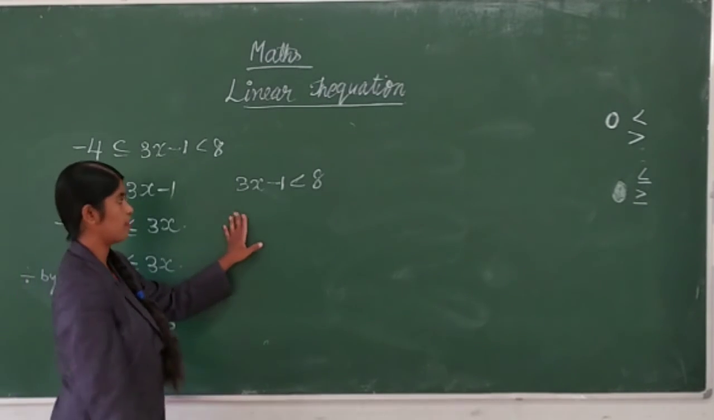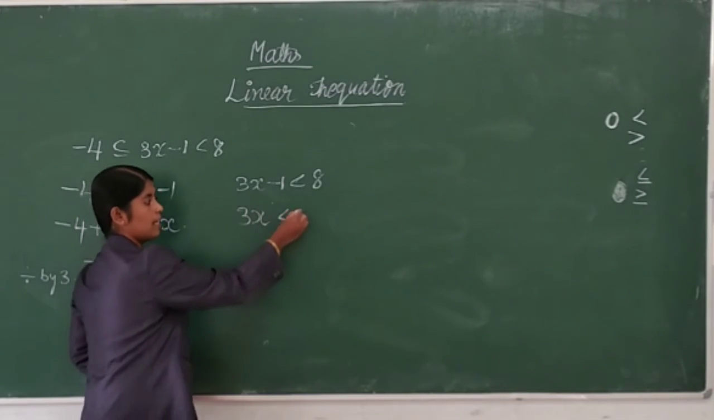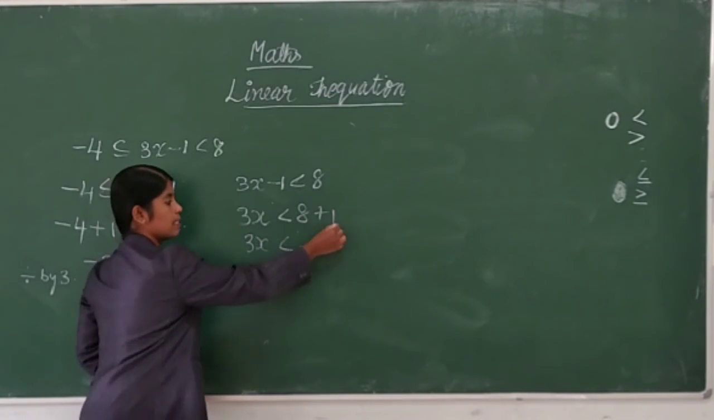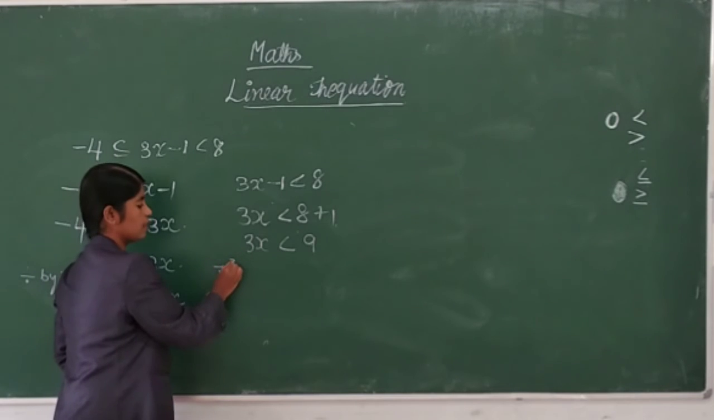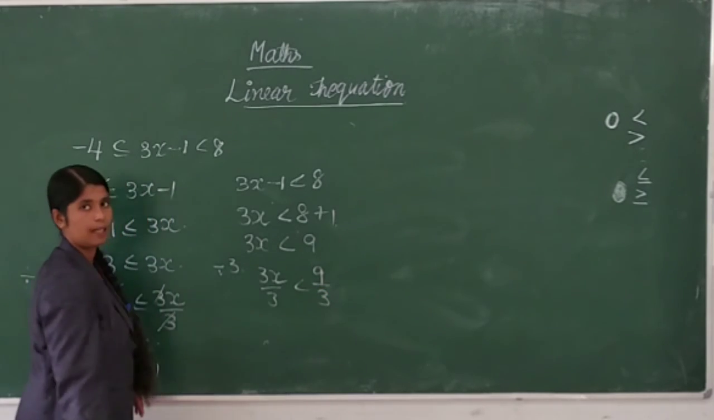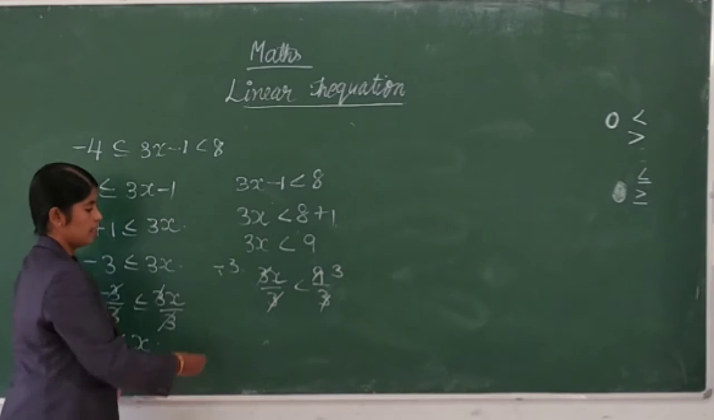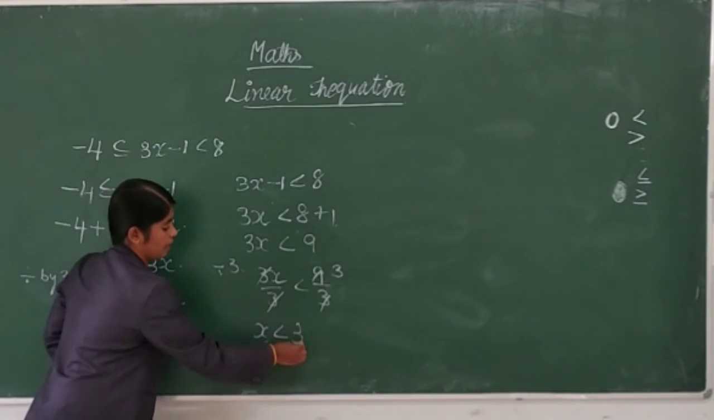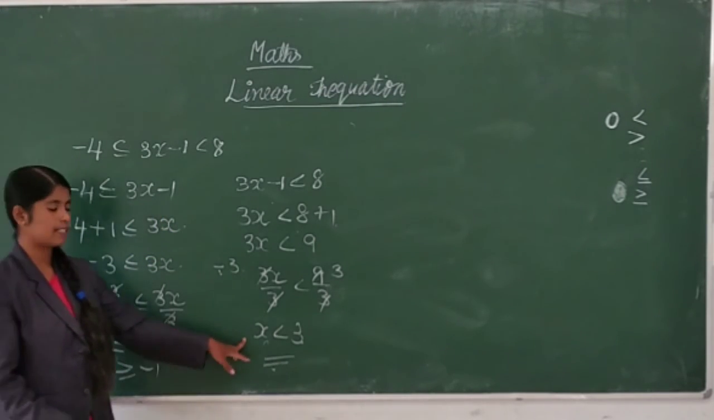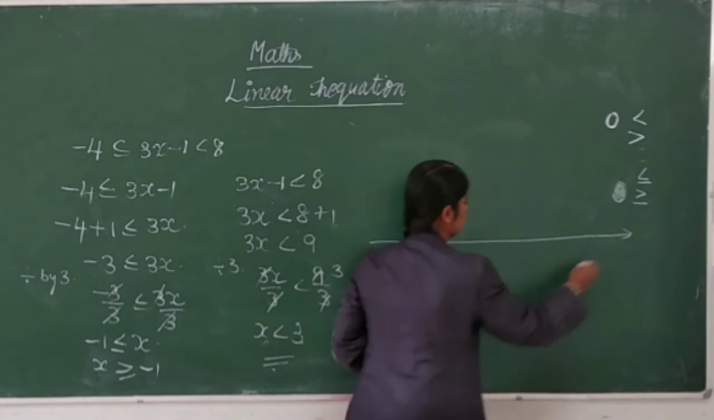So we consider the second inequality. 3x I am keeping here. Minus 1 on the opposite side, less than 8 plus 1. Then 3x less than 8 plus 1, which is 9. Then divide by 3. So 3x divided by 3 less than 9 divided by 3. Cancel 3 ones are 3, and 3 threes are 9. So here we get x is less than 3. So we have the condition x is greater than or equal to minus 1 and x is less than 3. We have to represent this answer on the number line.